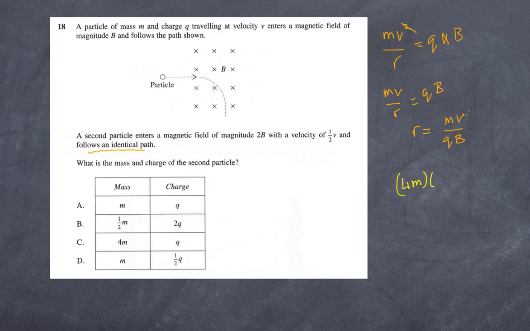I have v, which is equal to half v. I have q, which you're told is still q. And I have 2b, and I have 2b over here. Now, if I put the numbers to the side, you'll notice that I get 4mv over 4qb. Now, the 4's cancel out. This still leaves me with my ratio of mv over qb, which of course was equal to r, so therefore C is my only possible answer there.